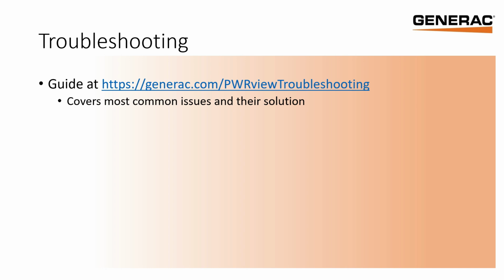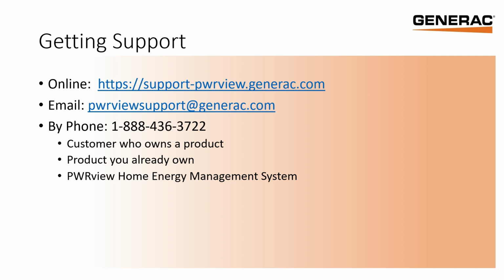For troubleshooting, you can use our guide at generac.com/PWRview troubleshooting. This covers the most common issues and how to get past them. For technical support, you can contact us online at support-powerreview.generac.com. You can email us at powerreviewsupport@generac.com, or you can call us at 1-888-436-3722. Select that you are a customer who owns a product, that you need support for a product that you already own, and then select the PWRview Home Energy Management option from the menus to talk to a support agent.